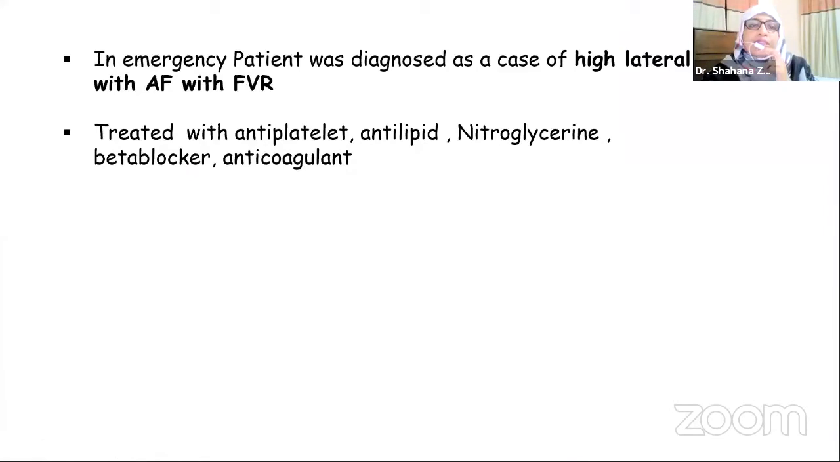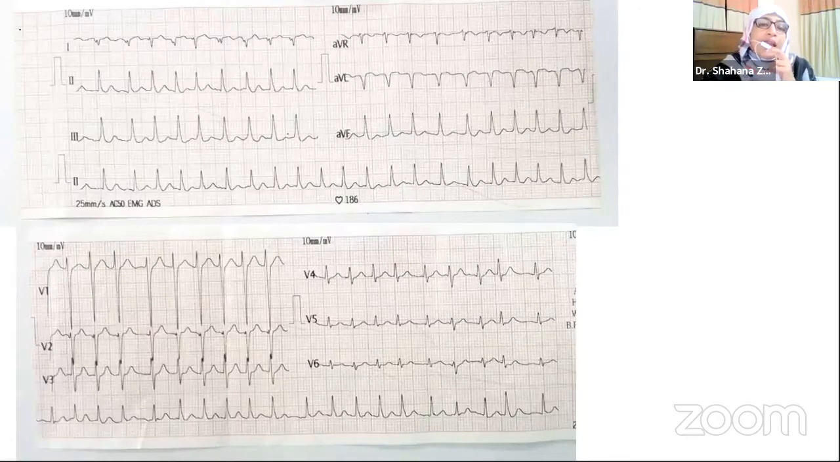In emergency, the patient was diagnosed as a case of high lateral myocardial infarction with atrial fibrillation with fast ventricular rate, and was treated with antiplatelet, antilipid, nitroglycerin, beta blocker, and anticoagulant. We did the ECG again and focused on the findings, and we differ in opinion regarding the emergency management.